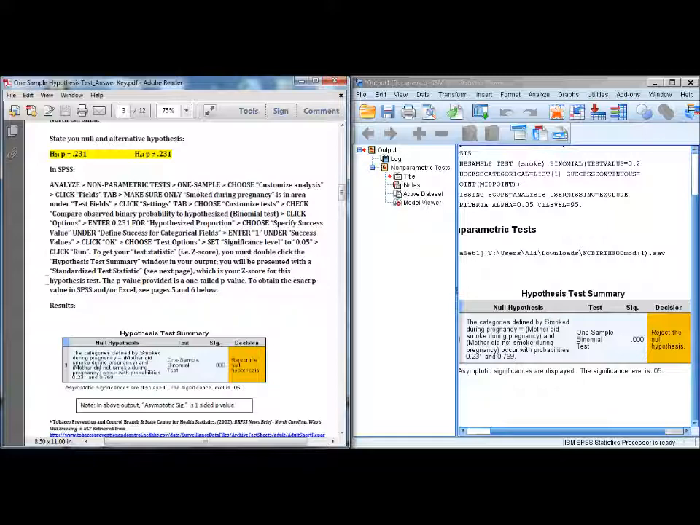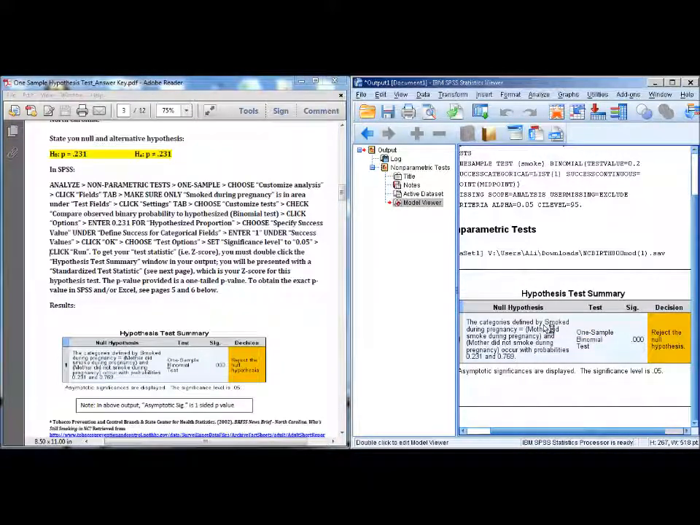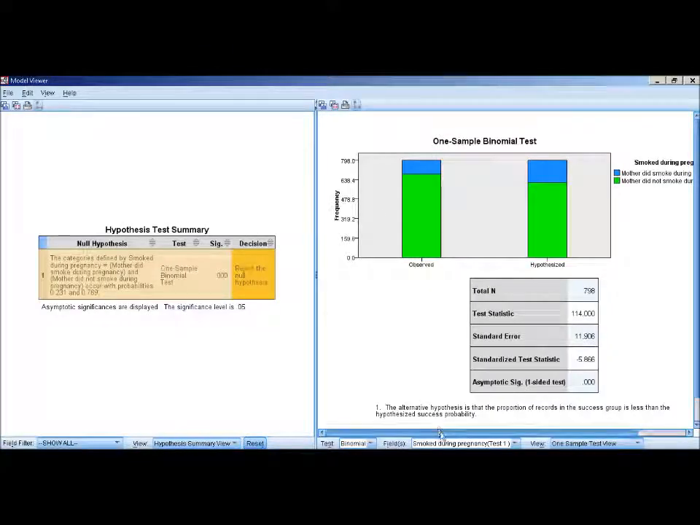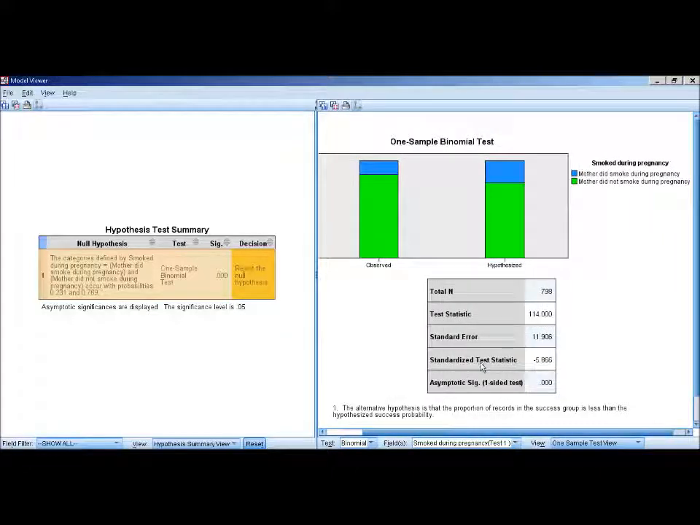But the first thing we want actually, besides the decision and the p-value, is a z-score. We want our test statistic. In order to get a test statistic, we have to double-click on this output here. If you see a little pop-up came up, double-click to activate. We can double-click this window here and we'll get another output. In this output, you can see under standardized test statistic a value of negative 5.866. That is our z-score.